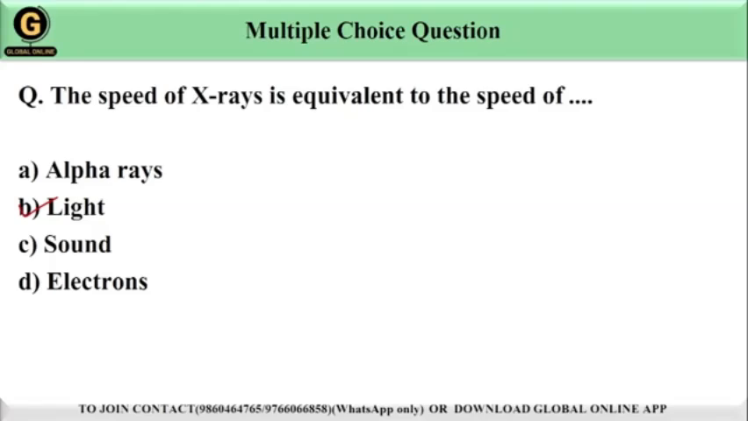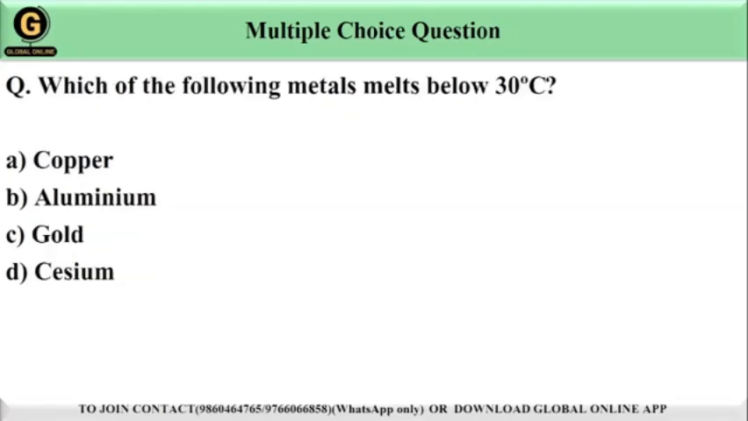Let's move to the next question. Which of the following metals melt below 30 degrees Celsius? Guys, we have options for this question. Option A, copper. Option B, aluminium. Option C, gold. And option D, cesium. The correct answer is going to be cesium, because cesium has a melting point of about 28.5 degrees Celsius, meaning it can melt at a temperature slightly below or around room temperature. Other metals like copper, aluminium and gold have significantly higher melting points, requiring much more heat to melt. That's why the correct answer is D, cesium.